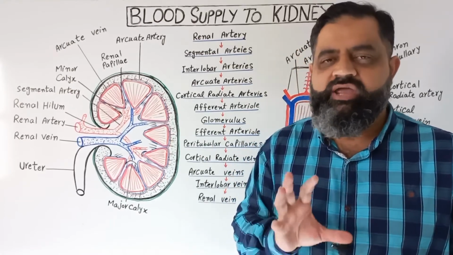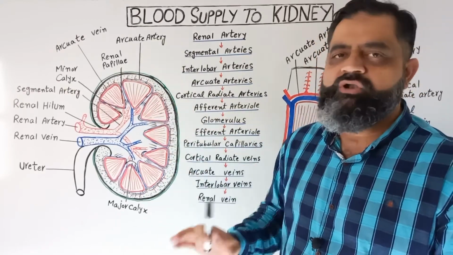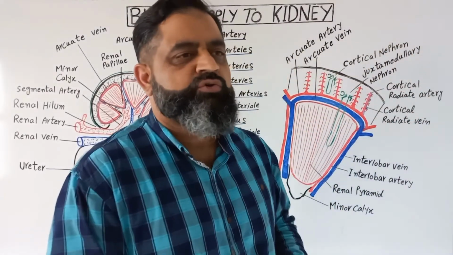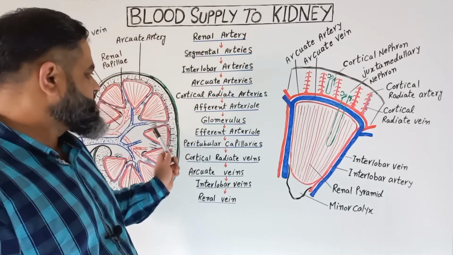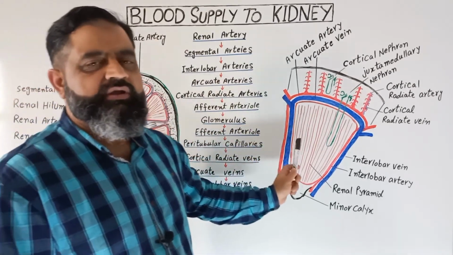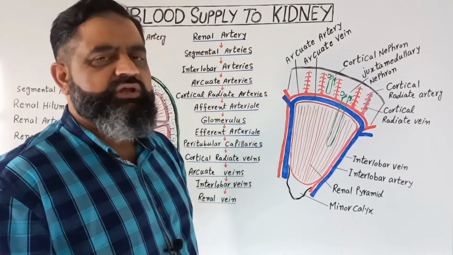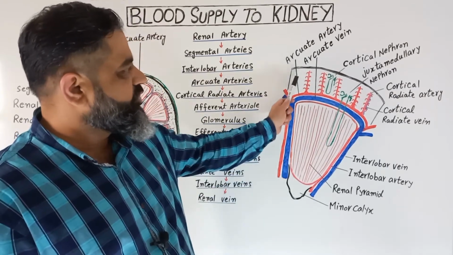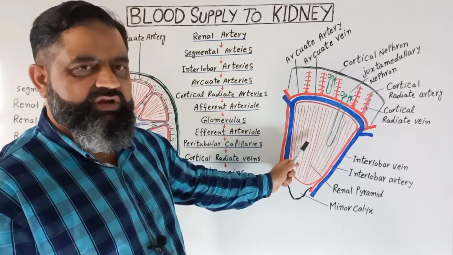So how does this happen? In this diagram it is very difficult to see the total blood supply, so I have taken another diagram so that we can form a better concept of this blood supply. I have taken a renal pyramid from the renal medulla right over here. In this diagram you can see in the center a renal pyramid, which usually contains the nephrons. This is the cortical region of the kidney, and this is the medullary region.